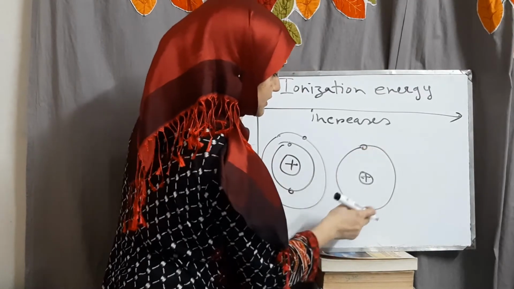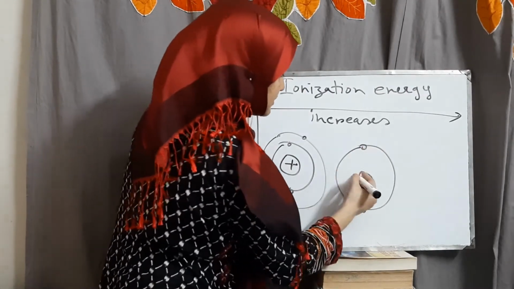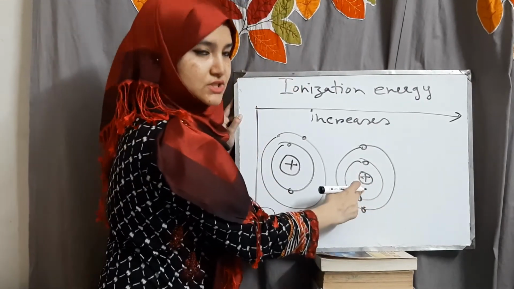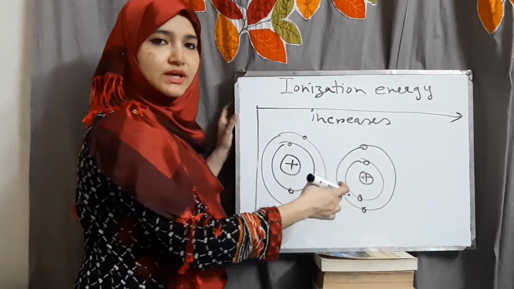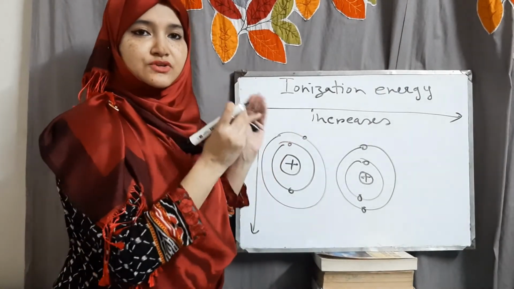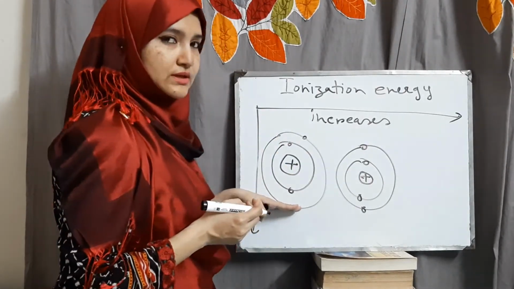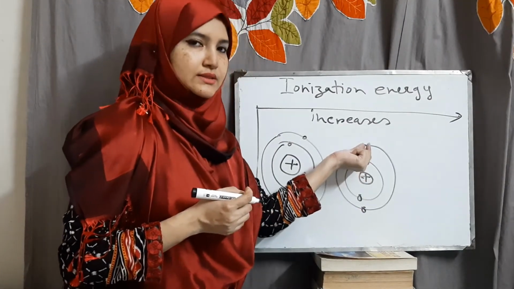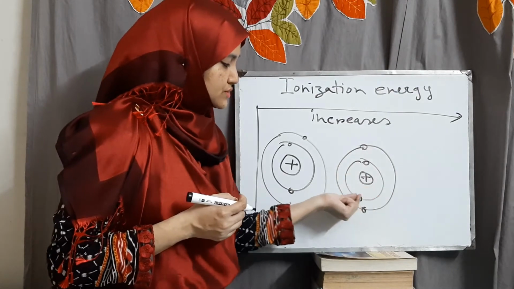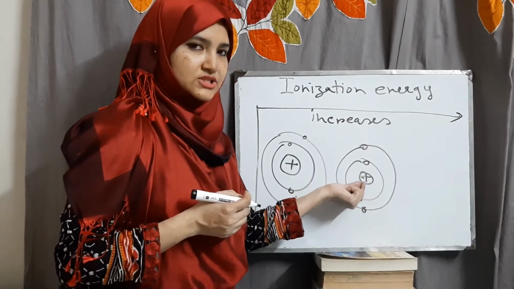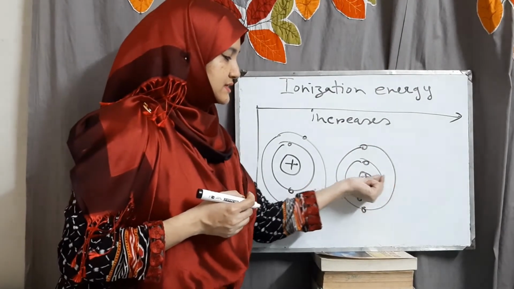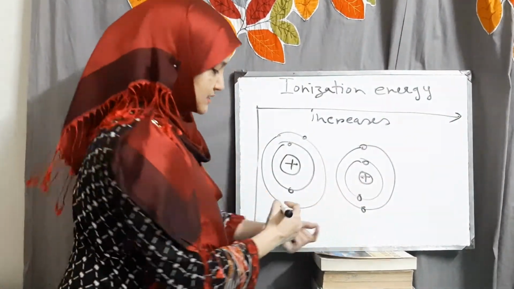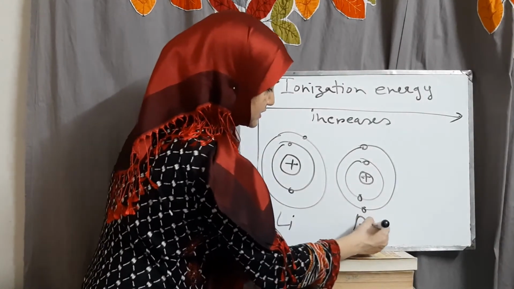Because the electron number increases, and the nuclear positive charge also increases. The attraction force is increased, and that's why we can say easily the outermost electrons are tightly held to the nucleus in this atom. This is lithium, this is beryllium.